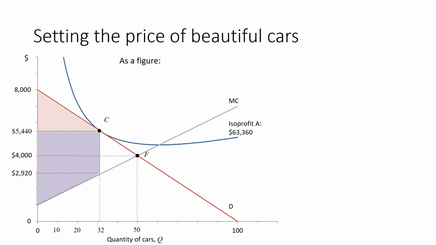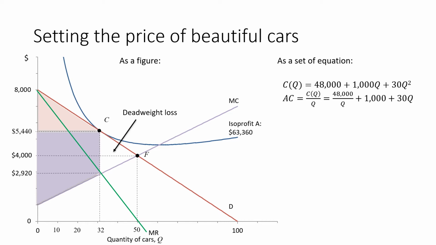Here, if you recall from my previous lecture, when I was talking about setting the price of beautiful cars, the red line represents the demand curve, purple represents the marginal cost, and blue represents the isoprofit curve A. Here you're seeing deadweight loss, and MR with the green line. The reddish triangle is the consumer surplus, whereas the purple trapezoid is the producer surplus.